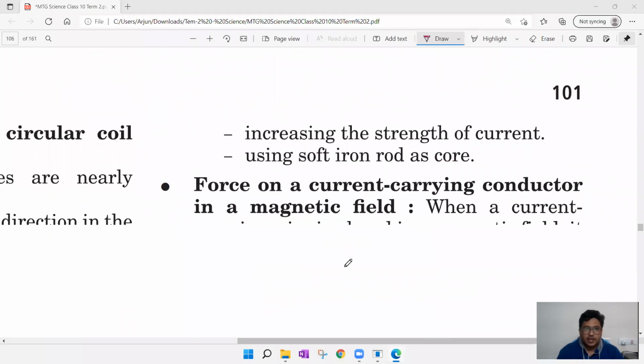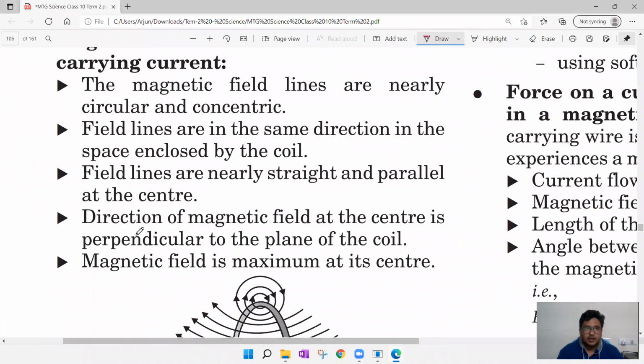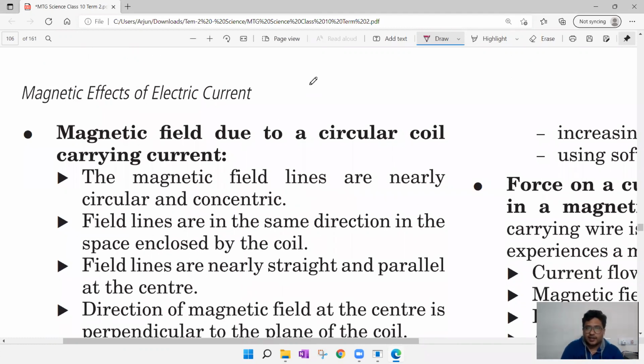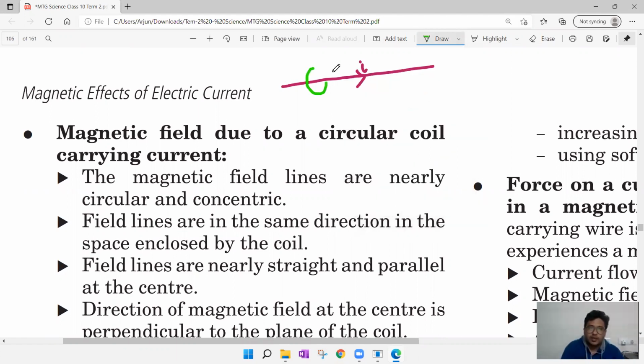Then let us try to see another concept, that is magnetic field due to circular coil. So now we have seen straight conductor. Just a straight wire, if you are passing current through this straight wire, we know magnetic field is produced. That magnetic field will be in circular shape.